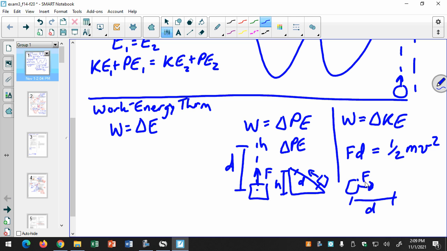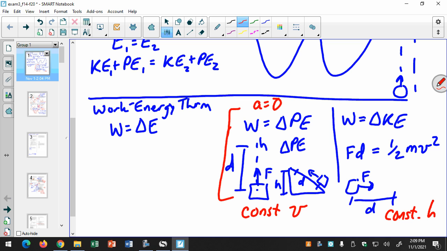Notice that this example with the kinetic energy, the object's not changing height, and on this one, the object will always have acceleration equal to 0. So you'll always be dealing with a constant velocity for this scenario, and constant velocity here, that means the kinetic energy isn't increasing, and over here you'll always be dealing with a constant height, so it'll always be at the same vertical level. Unchanging kinetic energy on the left, unchanging potential energy on the right. So all that work is either going into potential or kinetic energy.